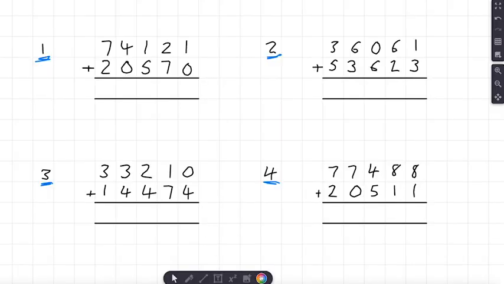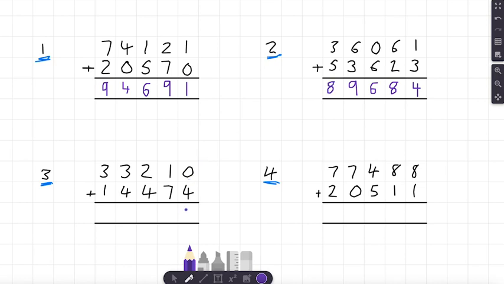Right, let's start with number 1. 1 add 0 is 1. 2 and 7 is 9. 1 and 5 is 6. 4 and 0 is 4. 7 and 2 is 9 again. For number 2, 1 and 3 is 4. 6 and 2 is 8. 0 and 6 is 6. 6 and 3 is 9. And 3 and 5 is 8.